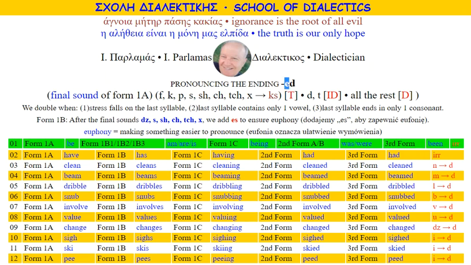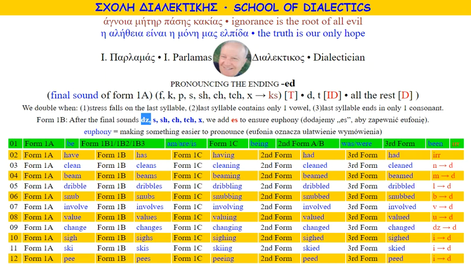Pronunciation of ending ED like D, like here. Change. Okay, now change. The final sound is J, which I represent with DZ. J. Change, changes, changing, changed, changed. Now here you see that we add ES, and this is about euphony. You see here in form 1B, after the final sounds J, S, Sh, Ch, X, we add ES, okay?